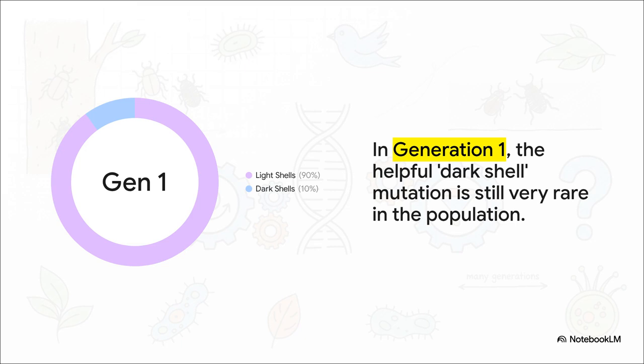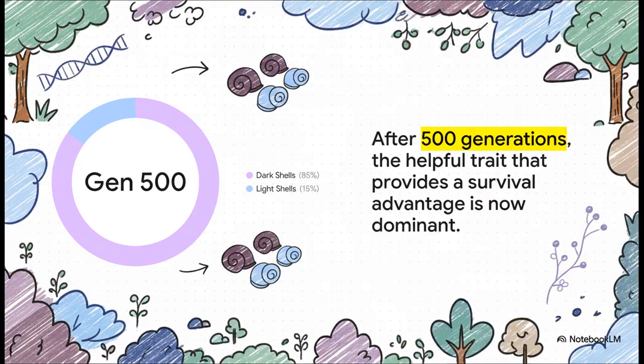Okay, so let's go back to our beetles. Check this out. In generation 1, that helpful dark shell mutation is super rare, right? Just a tiny slice of the population. At this point, it's just a random bit of variety. But now, let's hit fast forward. We're talking 500 generations later, with those hungry birds on the job the entire time. And look what happened. The population has completely flipped. The trait that was once rare is now dominant, and the once common trait is disappearing. That is evolution in action.